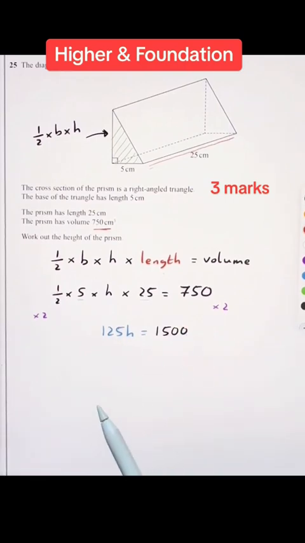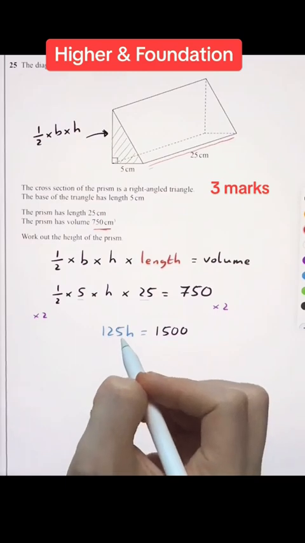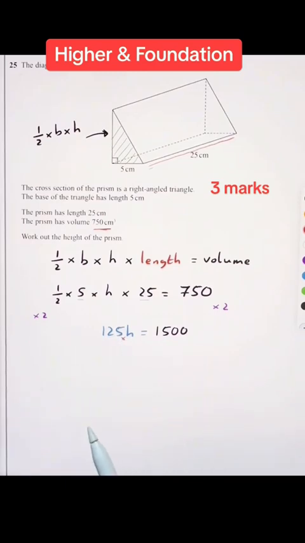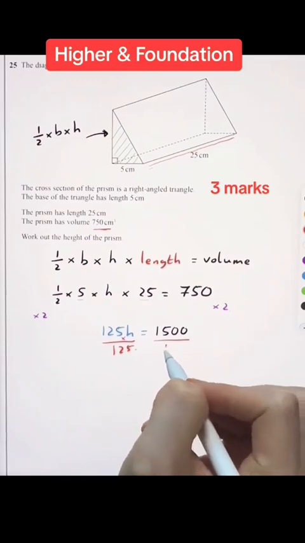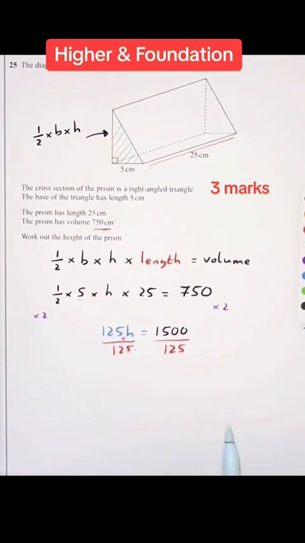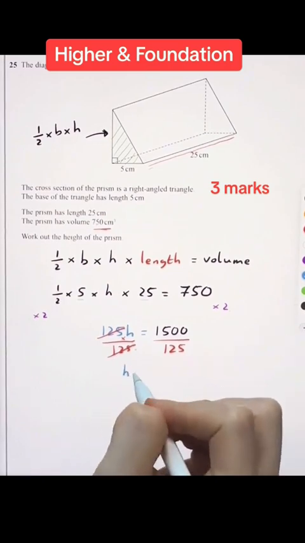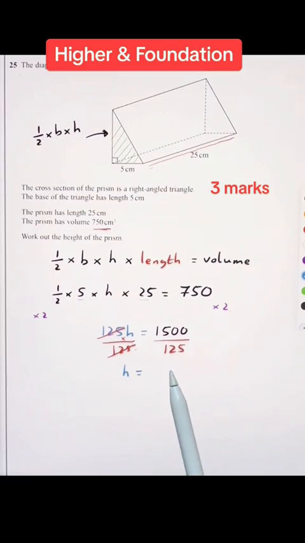As I want to get the value of h, i.e. my height, I know 125h means 125 multiplied by h, because a number in front of the letter means to multiply. Opposite of times by 125, therefore, is to divide both sides of my equation by 125. On the left-hand side, 125 over 125 will cancel to leave us with h. And on the right-hand side, 1,500 divided by 125 gives me 12. Therefore, my height is 12 centimeters.